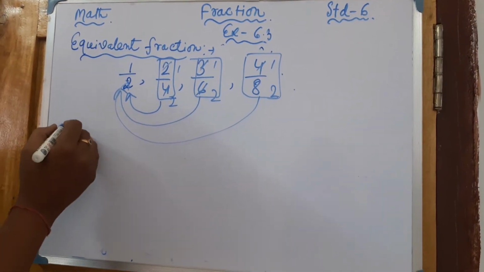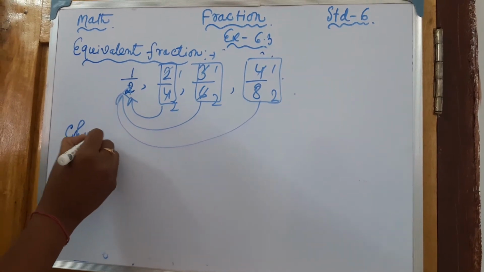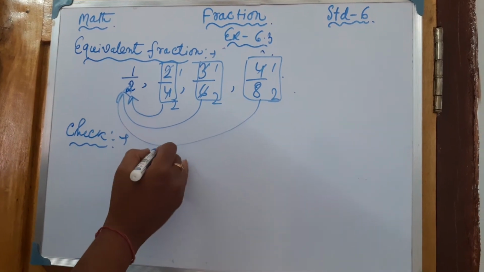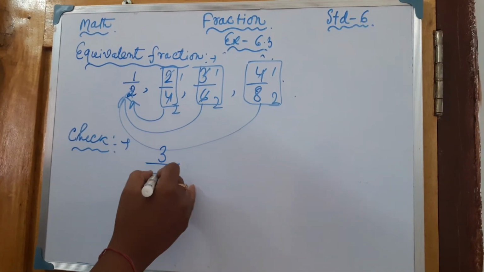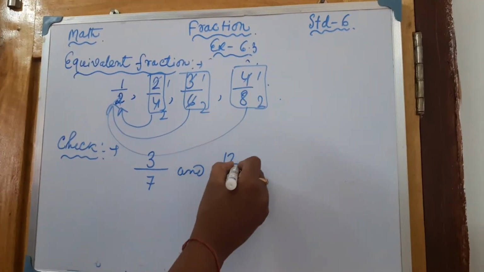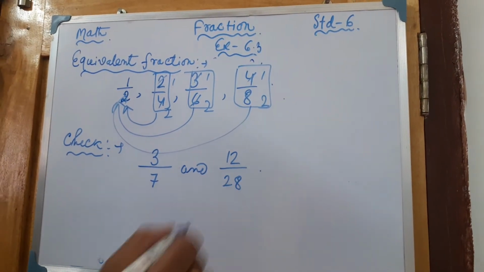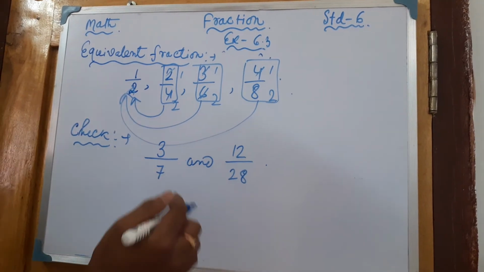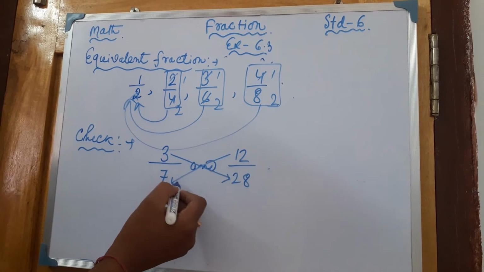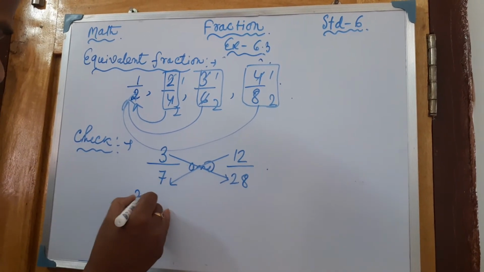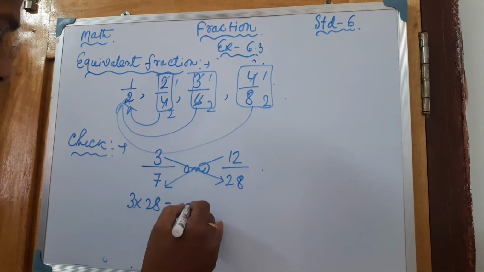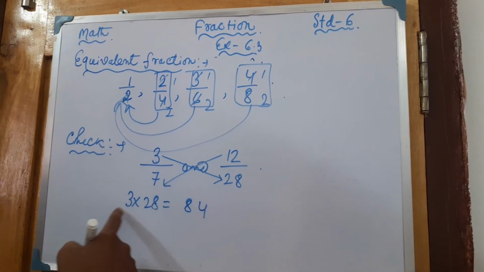How can you check? Check of the equivalency. How to check that one, that is also a question that will come from here. Suppose you have to check that. Suppose the example I'm just writing is 3 by 7 and 12 by 28. So the basic rule is that you just check the cross product of these two. This one and this one is the cross product. This is the cross product. That means 3 into 28. If you just multiply, 84 will come.